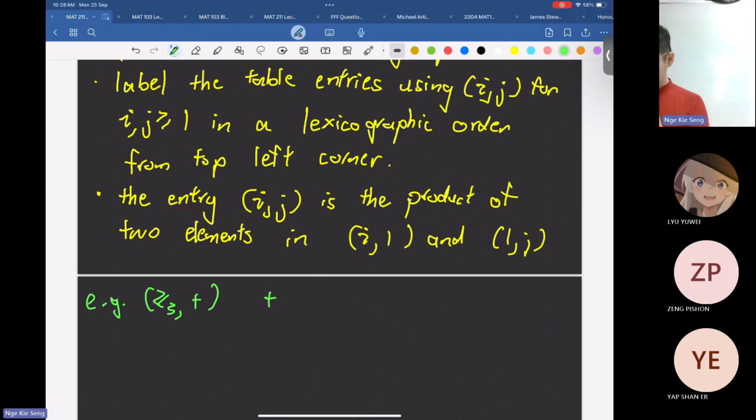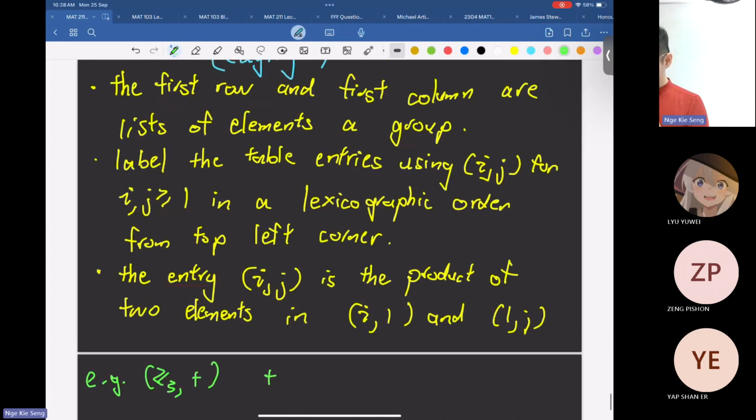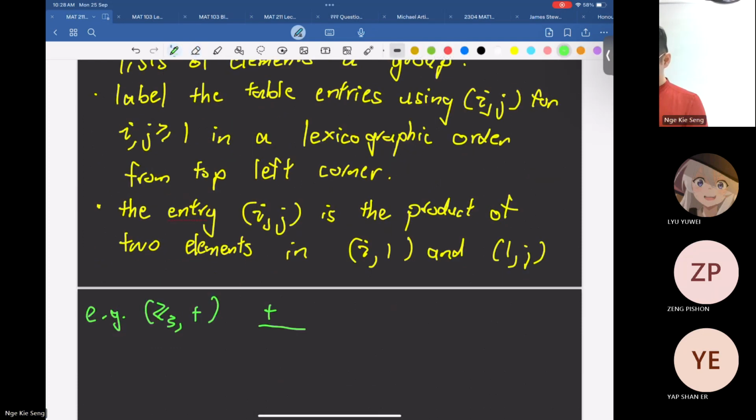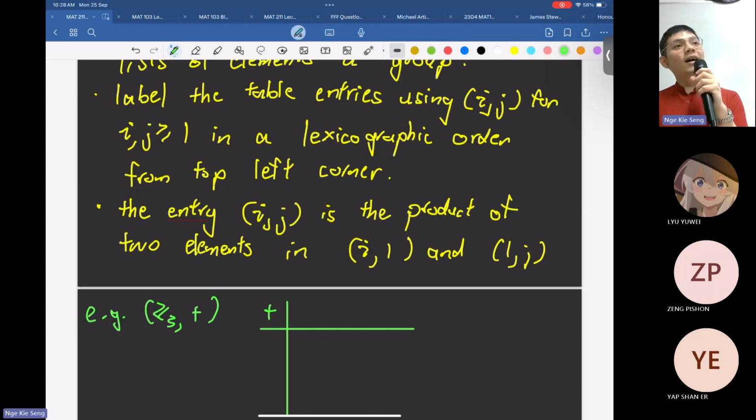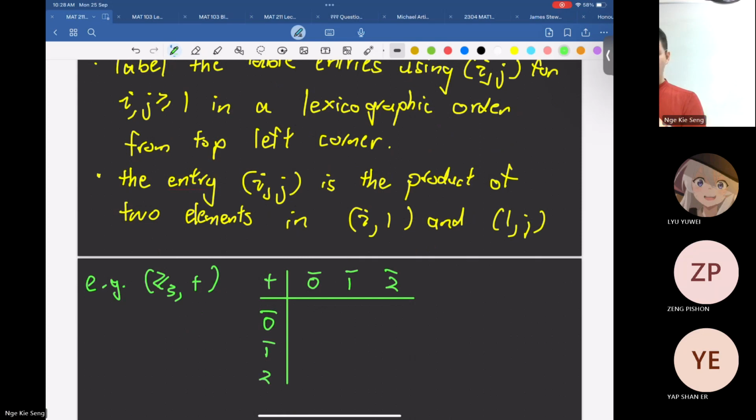So what are these elements? First, I list down all the elements in the first row and the first column. What do we call these elements? What are the elements inside Z3? 0, 1, 2. They are not just numbers, they are sets of equivalence classes. 0, 1, 2.